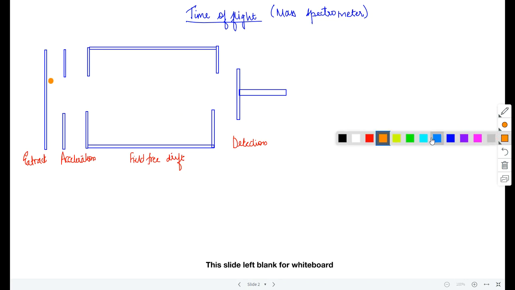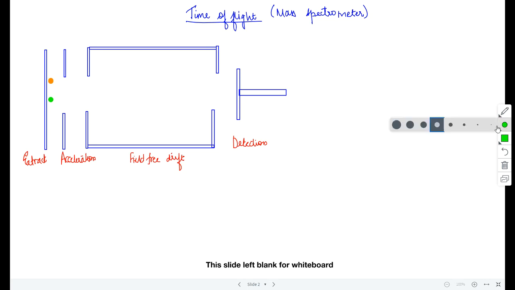One and two, right? Now I need to release these elements, and these elements need to come till here so that I can detect them over here. These are the two samples. From the extract point, they have to pass through the acceleration point, they have to come to the field free drift, and they have to come till the detection point wherein I can identify my samples.